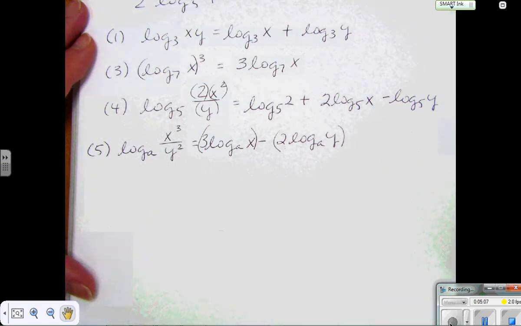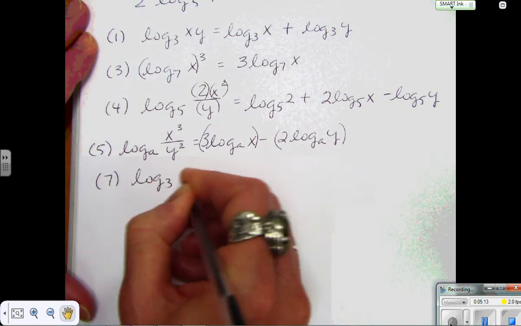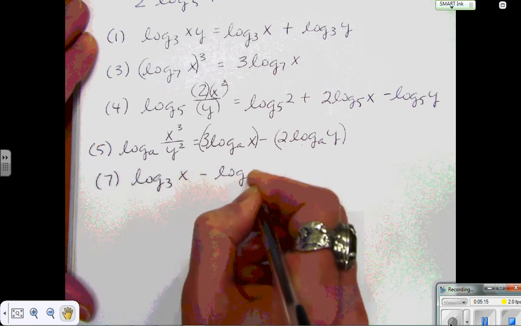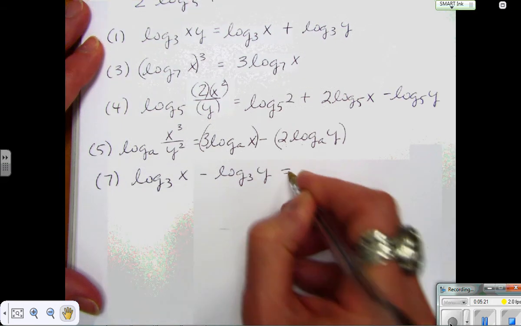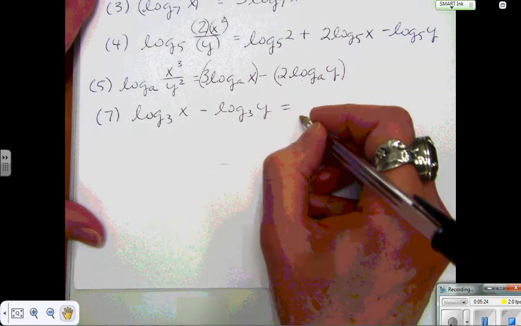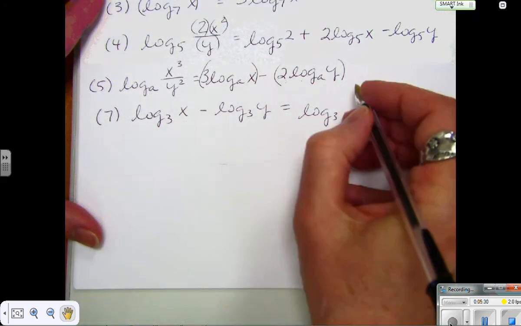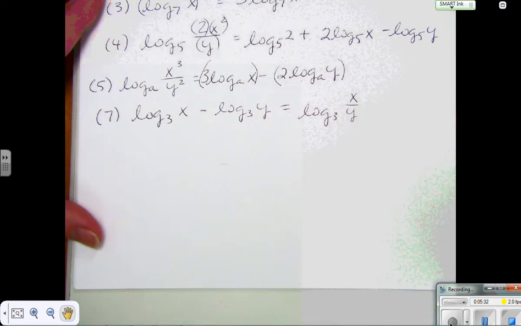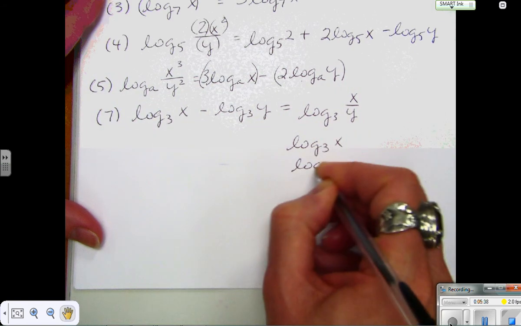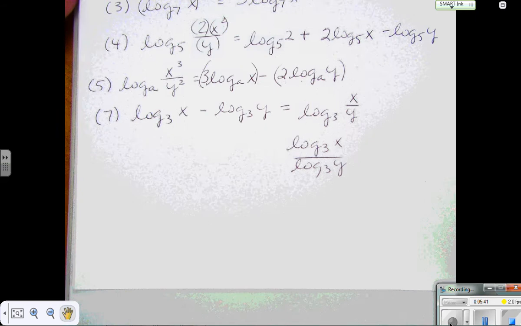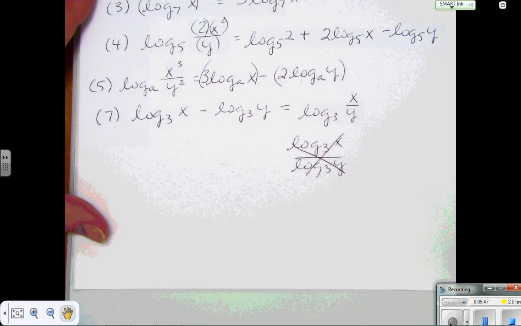Okay, so let's go on to the next part, when we're condensing. On number 7, log base 3 of x minus log base 3 of y. So when you subtract to condense the logarithm, we're going to divide. And when you condense, you only need to write log base whatever one time. So log base 3 of x over y is going to be your condensed version. Some people think you have to write log base 3 of x and log base 3 of y and put them over each other. That's not correct. You would get that wrong. So you just write the logarithm one time when you're condensing.